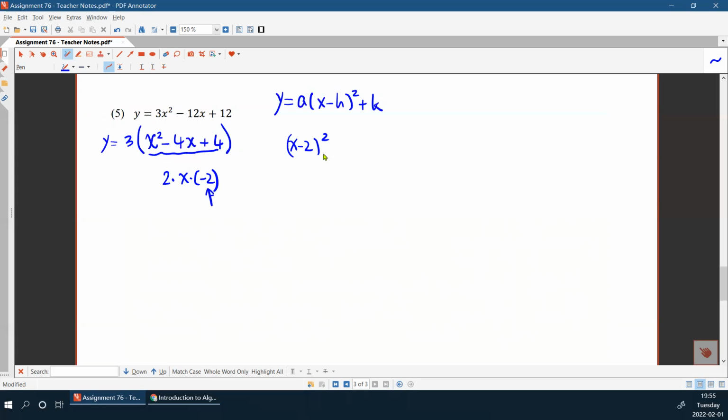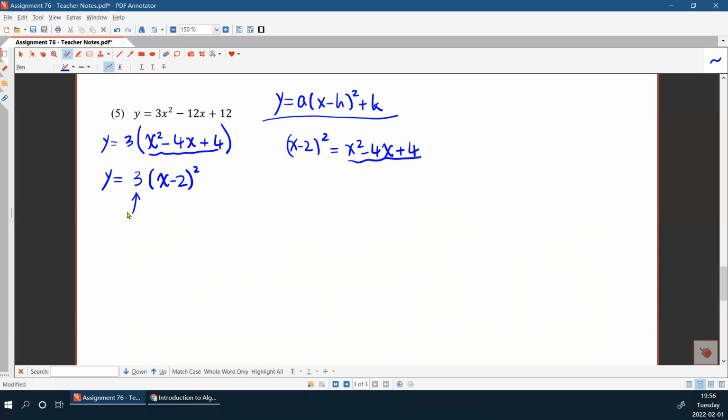And if you expand it on scratch paper, you will find that it's actually x squared minus 4x, then plus 4, right? Which is exactly the terms in the brackets. So that means we can rewrite it like this: y equals 3 times (x minus 2) squared, right? Understand? Okay, so now it's already in vertex form, right?